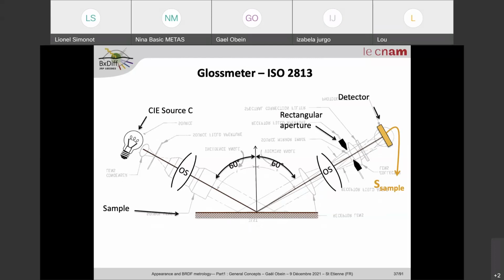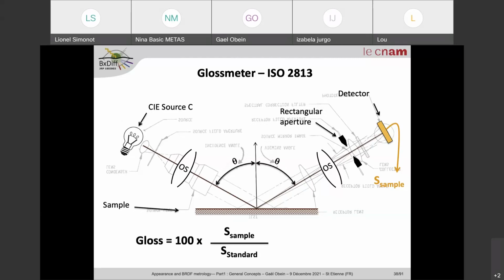So this definition comes from the ISO 2813, and this is the standard to develop a gloss meter. Here you have an optical system to collimate your beam. And then you have a detection with, again, an optical system to take the light collimated here. And then you have the aperture here. And then you have your detector. And you make the measurement.